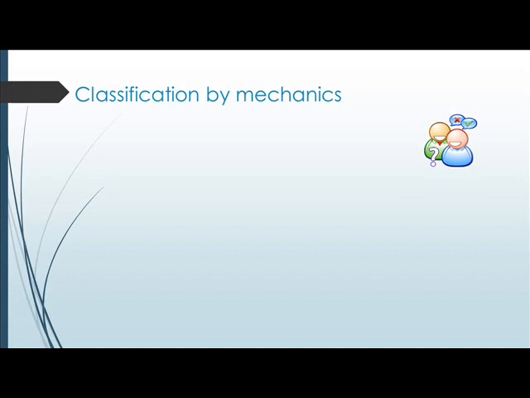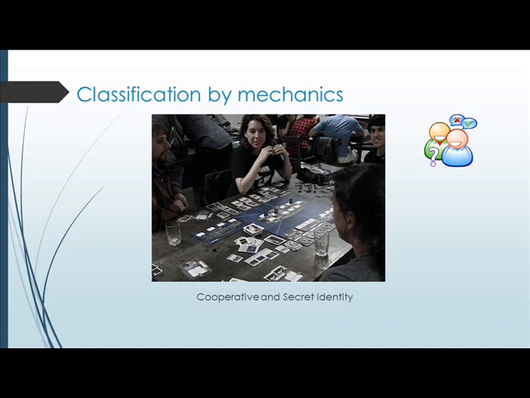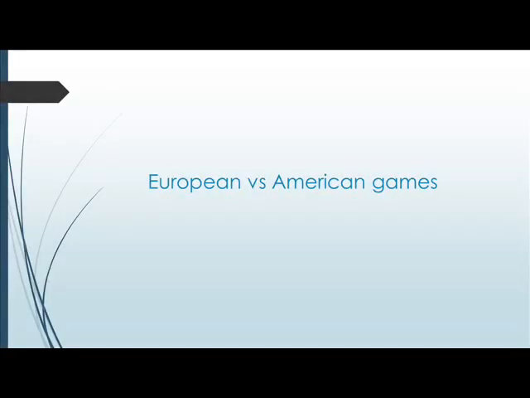This type of classification is useful as it allows us to sort games following their main goal. However, most games fall into several categories and can't be classified easily. For example, the Battlestar Galactica board game is a cooperative game, but secret identity is also a key feature of the gameplay. European versus American games.